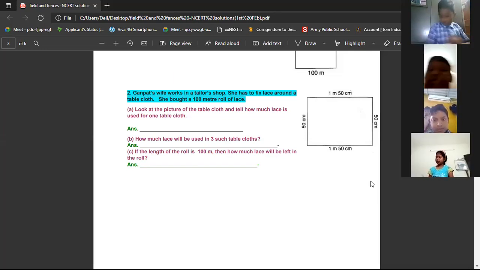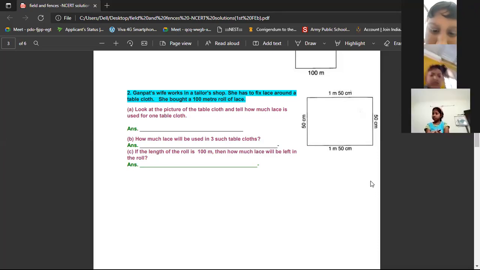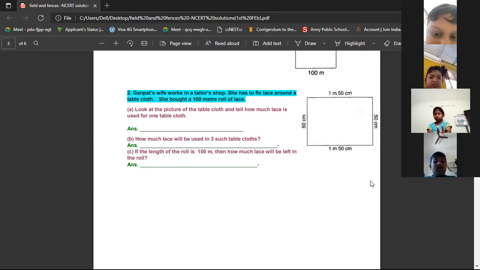So, tablecloth, I think this is a tablecloth. One tablecloth boundary or perimeter is 4 meters. One tablecloth boundary is 4 meters. What about 3 tablecloths? What is it for 3 tablecloths? 12 meters, sir. How much?